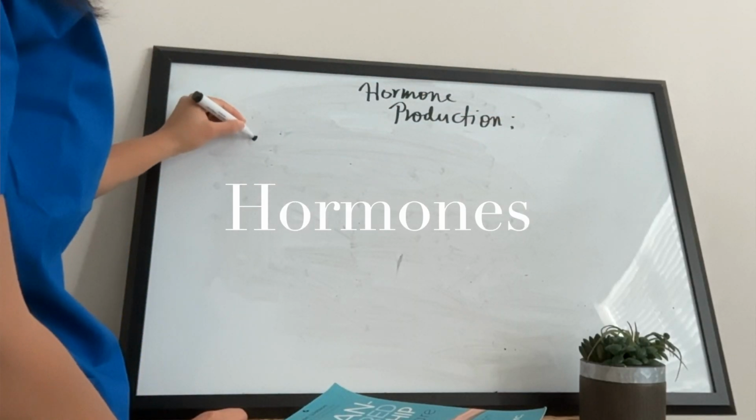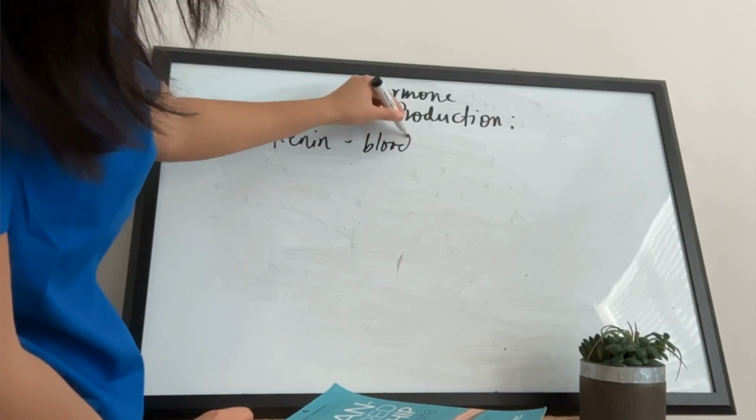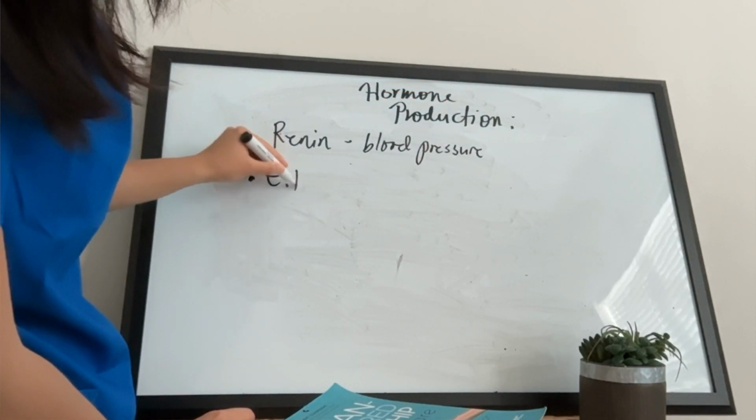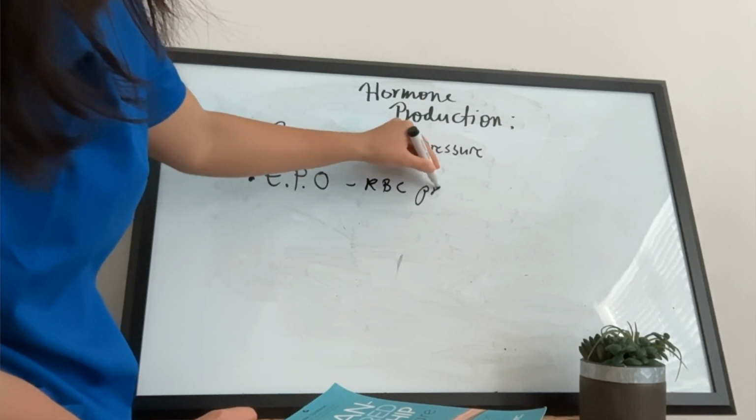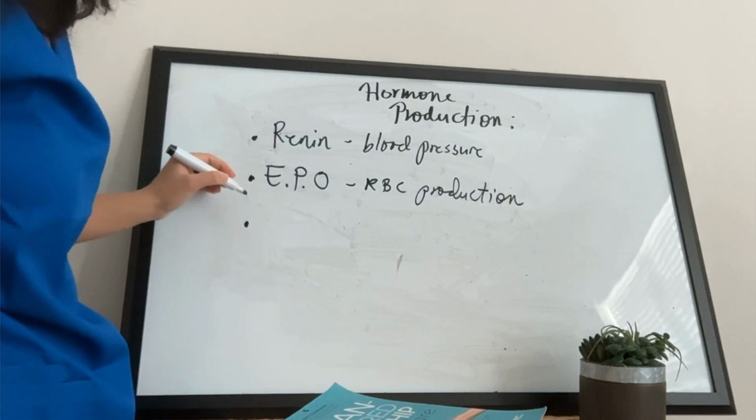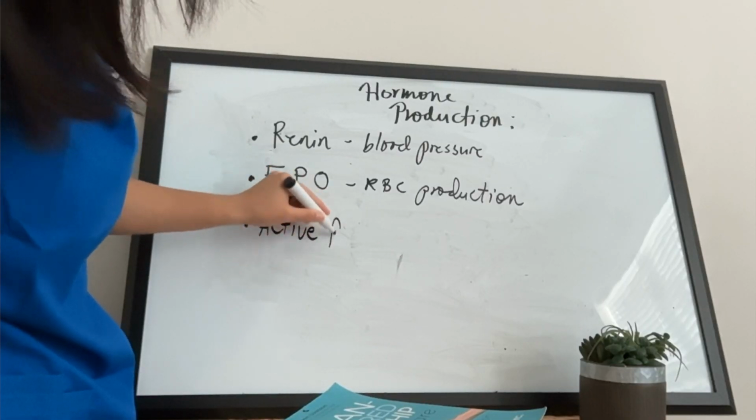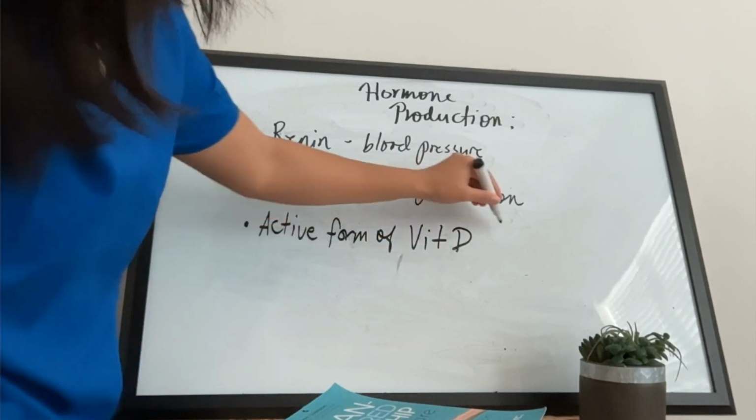Additionally, the kidneys don't just filter, they also act as endocrine organs, meaning they release hormones. The hormones that the kidneys produce are renin, erythropoietin, and also the active form of vitamin D called calcitriol. So renin is part of the RAS, or the renin-angiotensin-aldosterone system, and this hormone regulates blood pressure and blood volume.